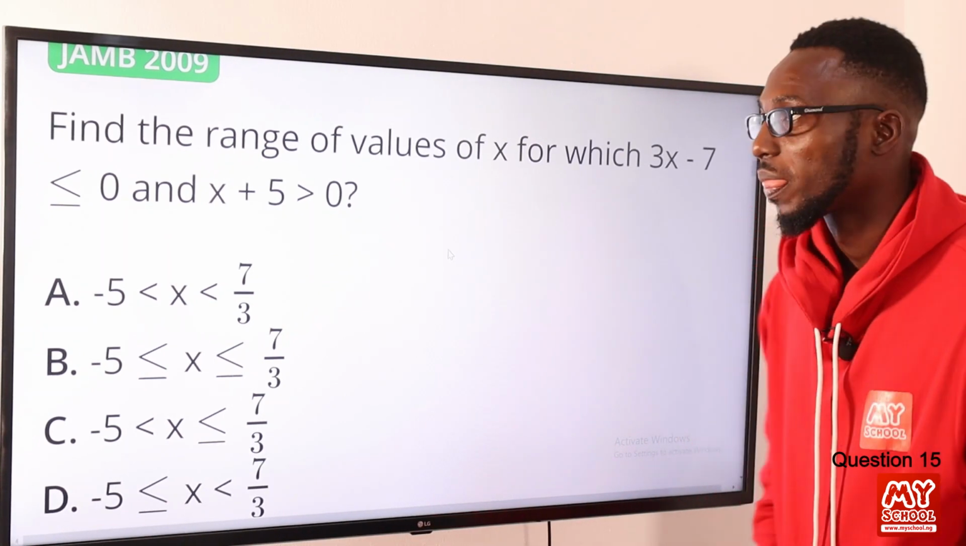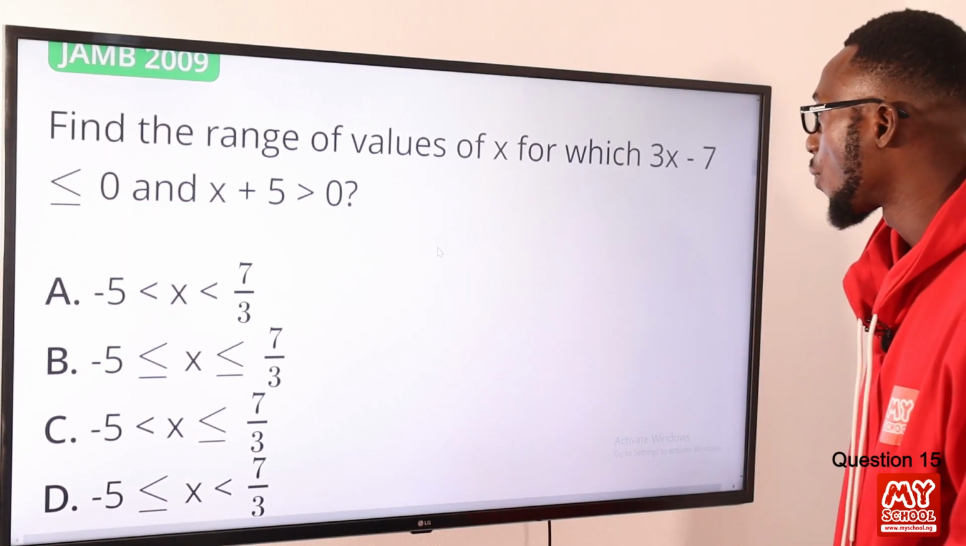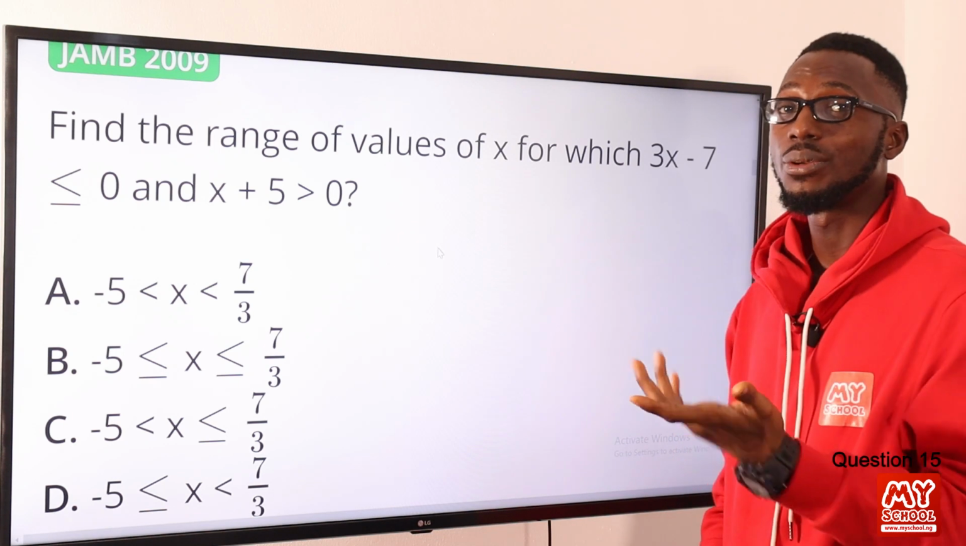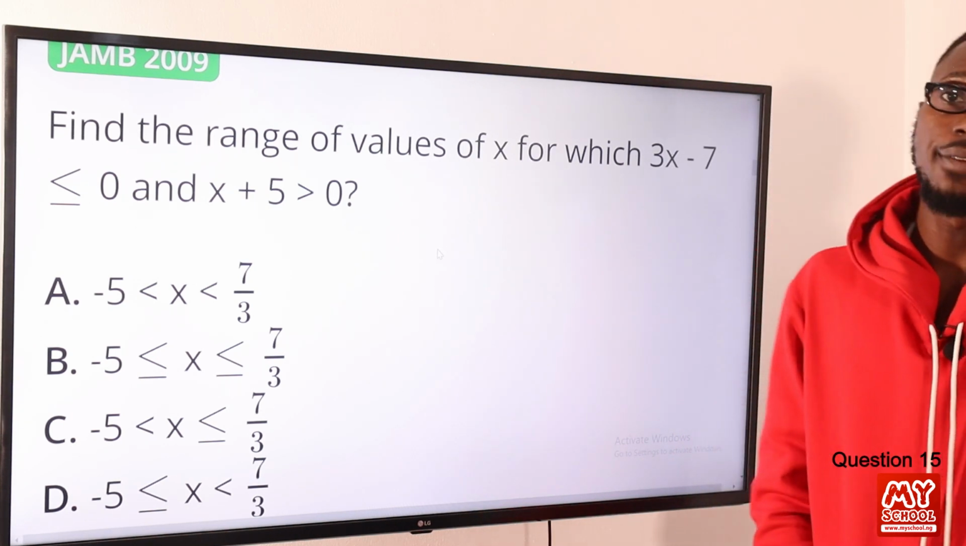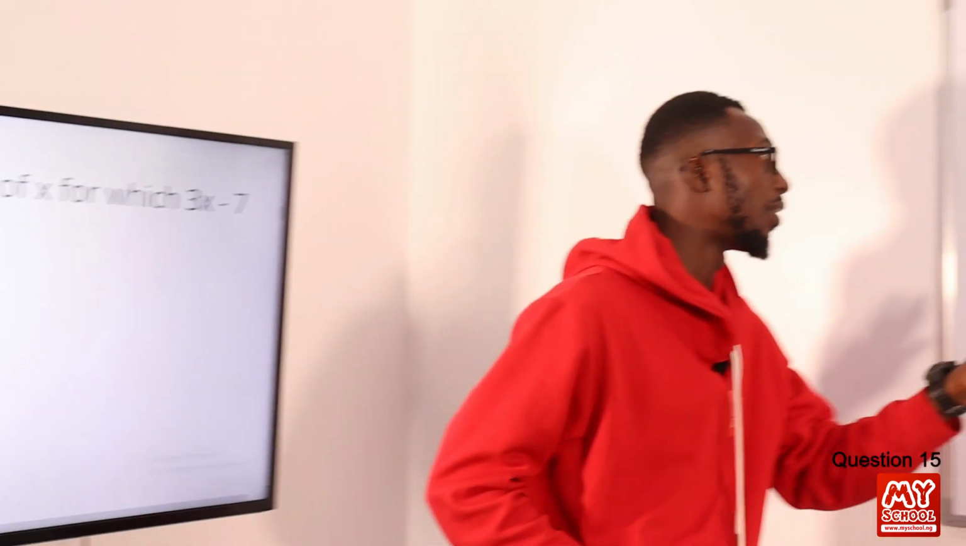Question 15. Find the range of values of x for which 3x minus 7 is less than or equal to 0 and x plus 5 is greater than 0. Okay, so this is very easy to tackle.